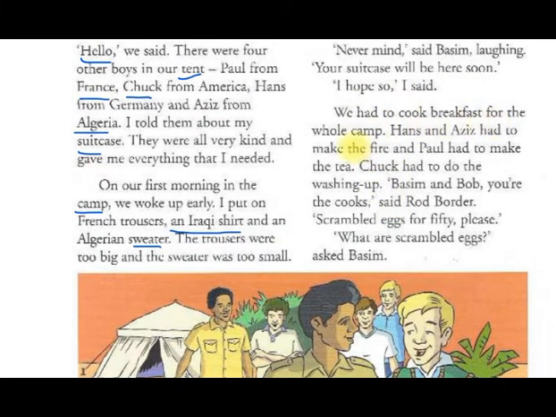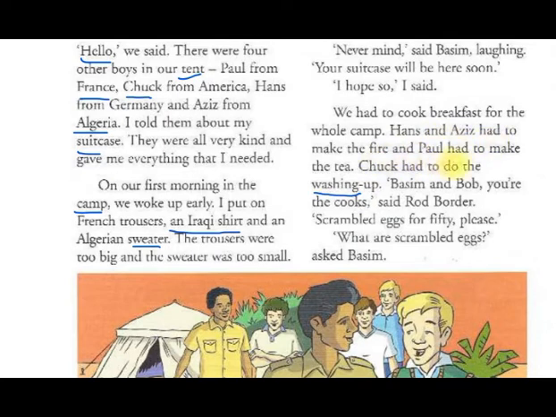We had to cook breakfast for the whole camp. Hans and Aziz had to make the fire and Paul had to make the tea. Chuck had to do the washing up. Everyone has a role here. Okay. Basim and Bob, you are the cooks, said Rod Border. Scrambled eggs for 50 please.